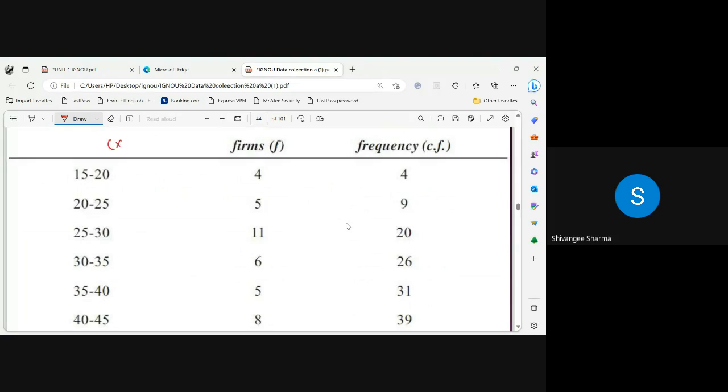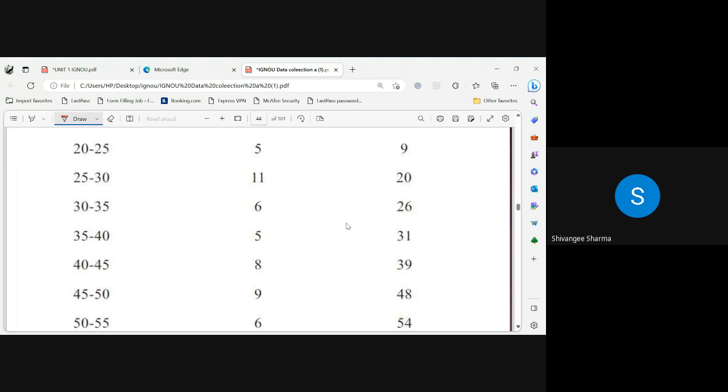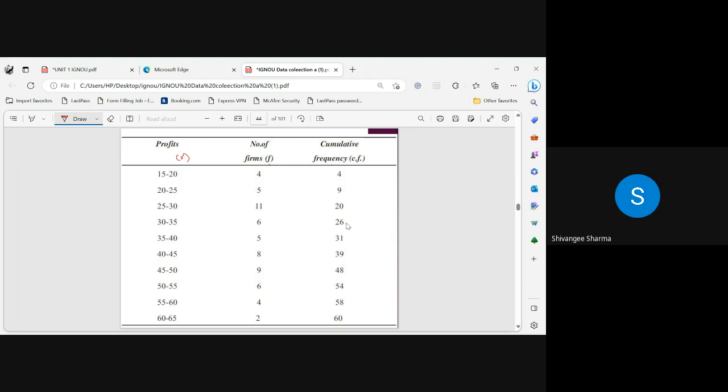So this will be X, this is your firm, and this is frequency, and these are the cumulative frequency. The very first thing you have to do is find out the cumulative frequencies for this. So it's the same: we write 4, then 4 plus 5, then 9 plus 11, then 20 plus 6, 26 plus 5, 31, 31 plus 8, and so on. This is how you will calculate cumulative frequency.